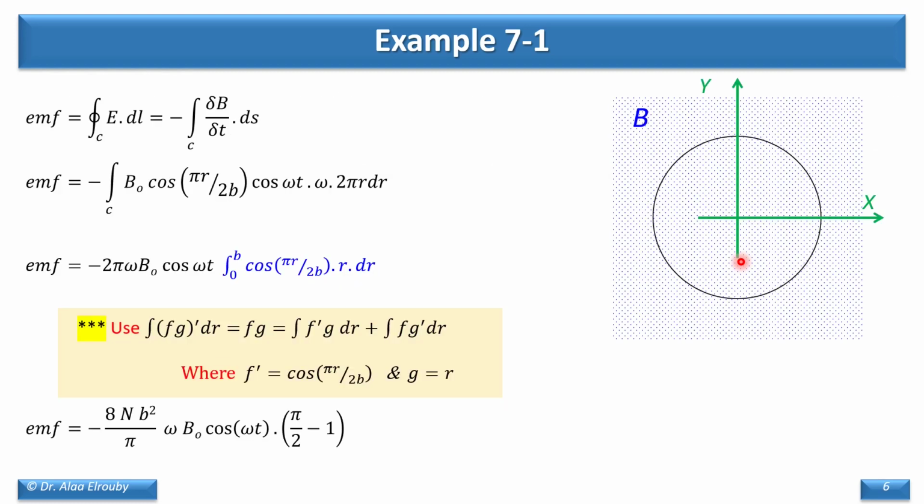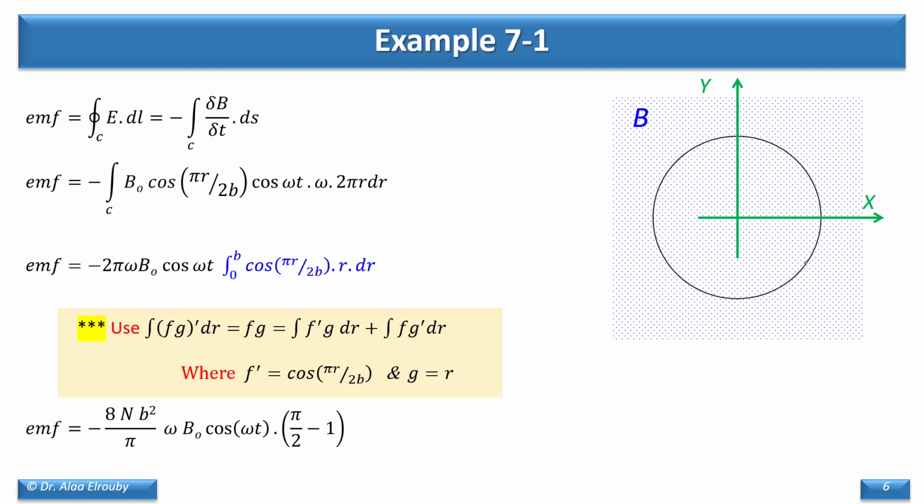Now I hope you are back from your trial to solve this example by yourself, and let us apply Faraday's law together. The EMF, as I said, is the integral of E dot dl across this contour, and it equals negative the integration of partial B partial t dot ds integrated over the surface area bounded by the contour. For the differentiation, we just differentiate the expression for B. It will give us this expression.